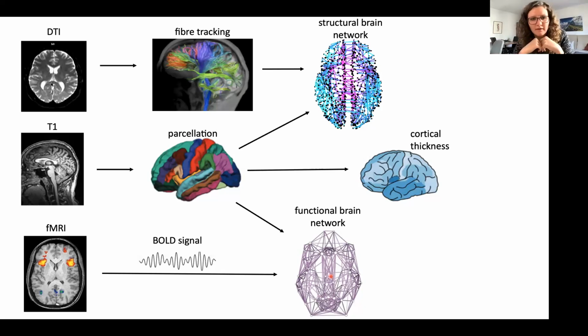Sorry, can I ask a question? Sure, please. It's just a quick one. If two regions have a strong functional connection, does that not imply at least that there is a strong structural connection, or can that be possible without it? It can be possible without it. So that's what makes it quite interesting.